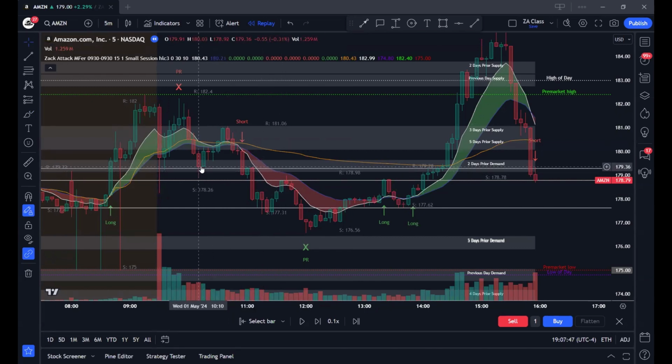So you can see that this level right here was a strong support, and then it flipped into a resistance where we had this bear flag and continued to the downside. And so the indicator is able to recognize these important levels and it's able to plot them automatically.